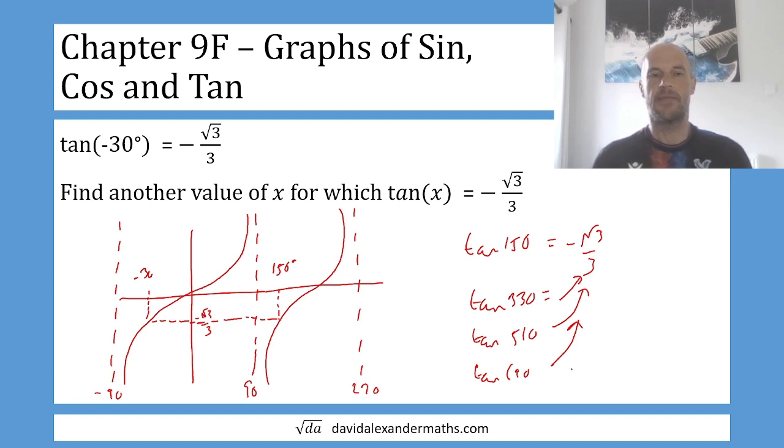So the key thing with tan is it's probably one of the easiest ones. It might be one of the hardest ones to draw. It might be fiddly because we've got the asymptotes, but remember, what does make it easy is the fact that it repeats every 180 degrees, whereas sine and cos repeat every 360.